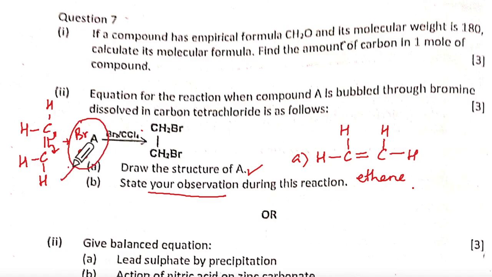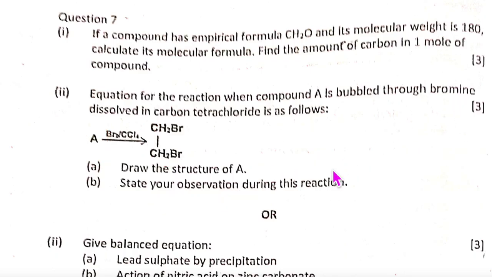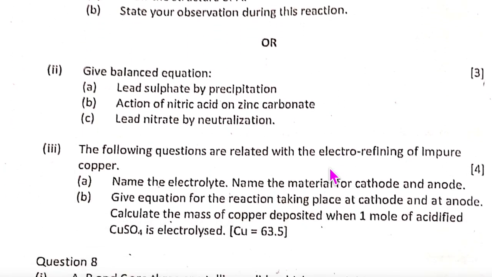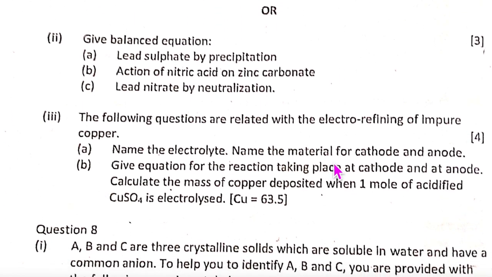Now state your observation here. Br2, bromine, has reddish brown color. That color became discharged. So what is the observation? Reddish brown color of bromine is discharged, decolorized. Now this is 3 marks and again 3 marks. So we have to add 9 extra marks. Okay, we are doing all of them.